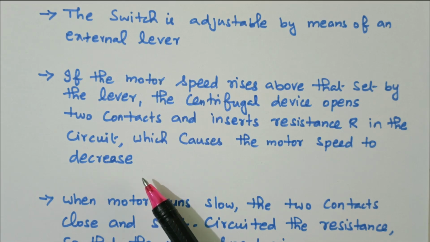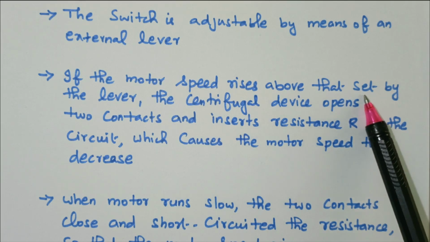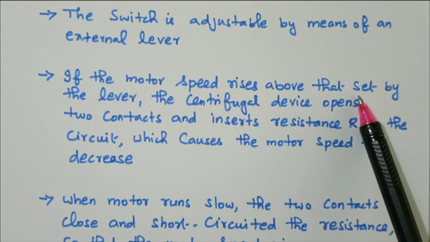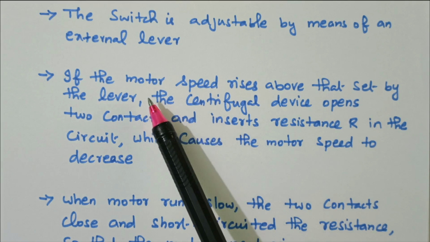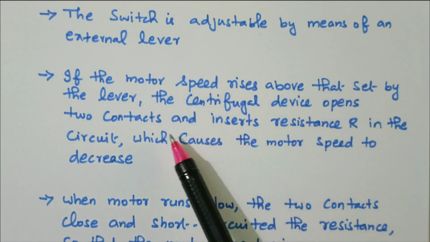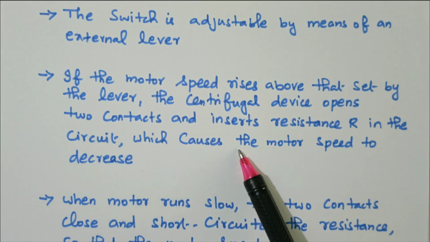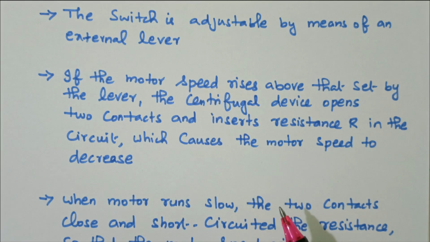It's not the centrifugal switch; the external lever is there that can be used to control the centrifugal switch manually, as well as it can be set. Speed is set by the operator, so that it will check the speed. If it is more, automatically it will open the contact and insert the resistor, so that current flow will decrease, so the motor speed also decreases.